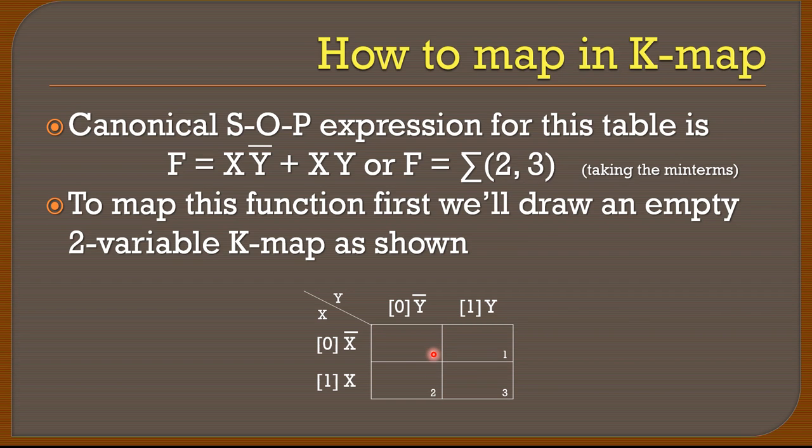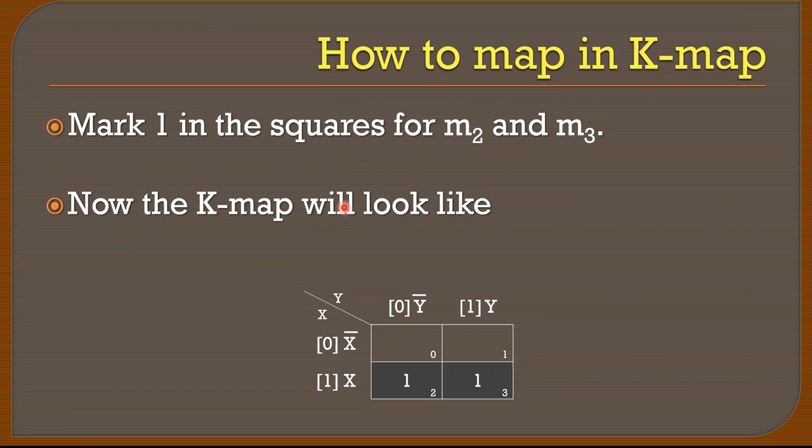Now the numbering. The first box you are going to number as 0, and the second box, that is the first row right hand side box, is 1. Below that you have 2 and 3. Now since you have only 2 and 3 as the min terms, you are going to mark it this way. Mark 1 for the squares M2 and M3 as the output 1. So here the K-map will look like this after marking 1. Only for 2 and 3 you are going to mark 1, and for the first two, that is 0 and 1, you didn't mark anything.